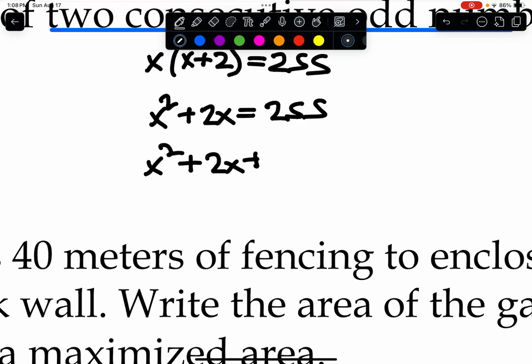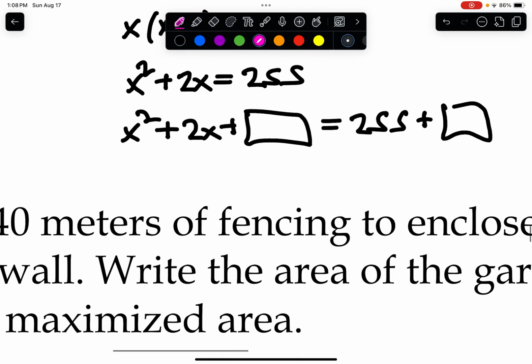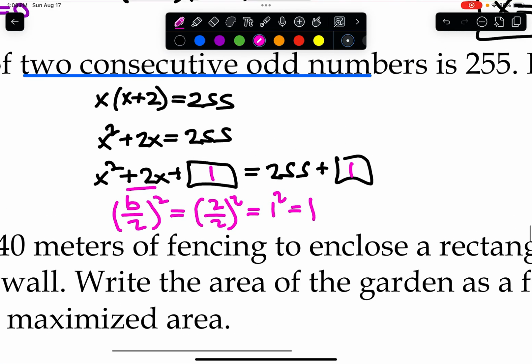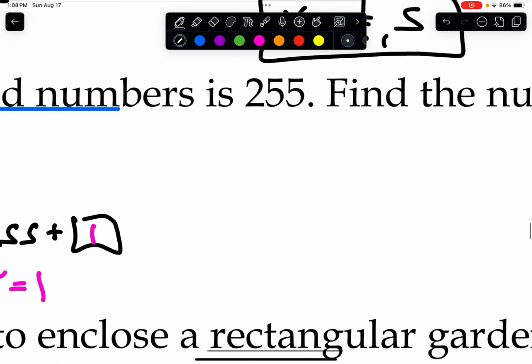So x squared plus 2x plus my mystery value equals 255 plus my mystery value. My b value for completing the square is just going to be 2. So I'm going to do 2 divided by 2 all squared, which is just going to give you 1 squared, which is just 1. So 1 is what I'm going to put. That's going to leave me with x squared plus 2x plus 1, and that's going to equal 256.